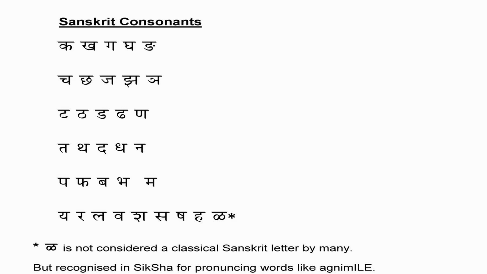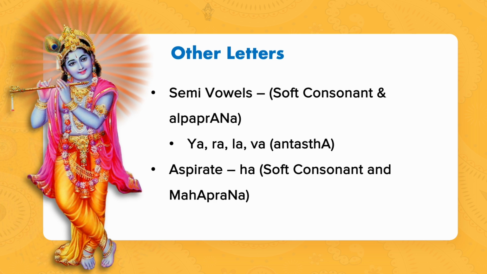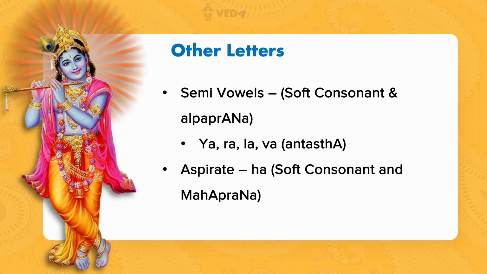So what comes after the 25 consonants? You have what is called a semi-vowel. Please note all the semi-vowels are soft consonants. They are all alpa prana or non-aspirate. So what are the letters? Like in many other languages, it is ya, ra, la, va.